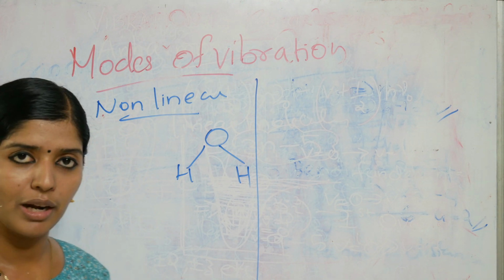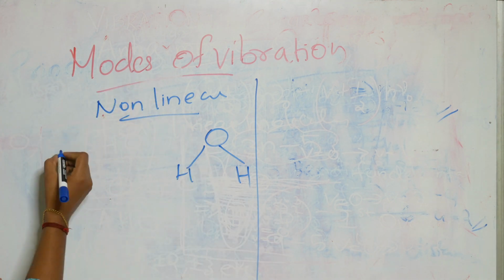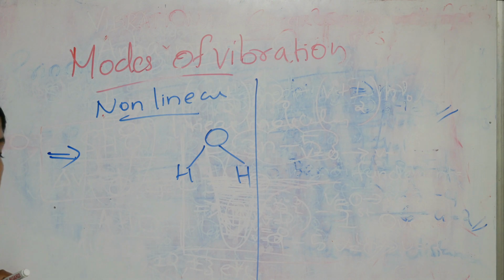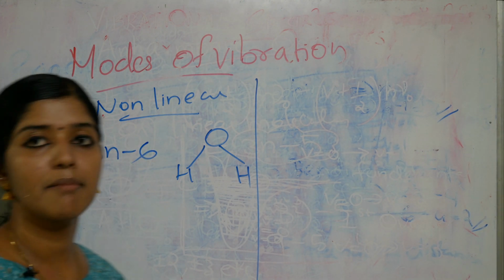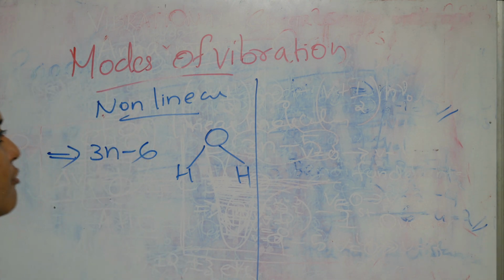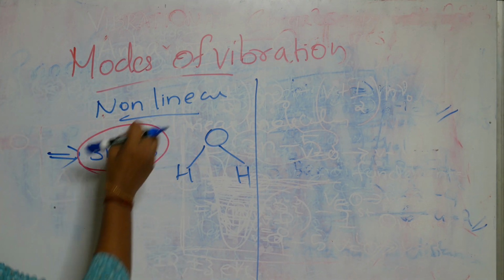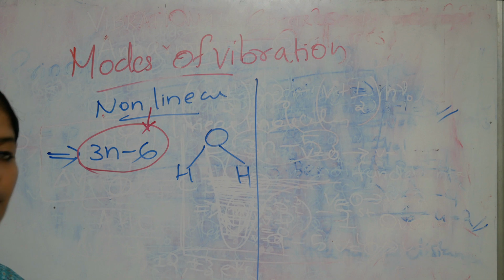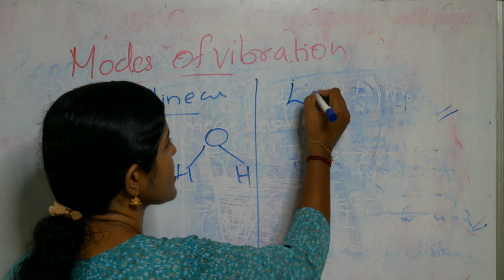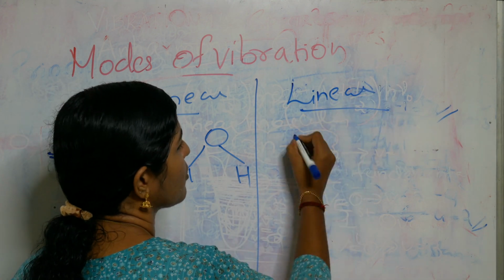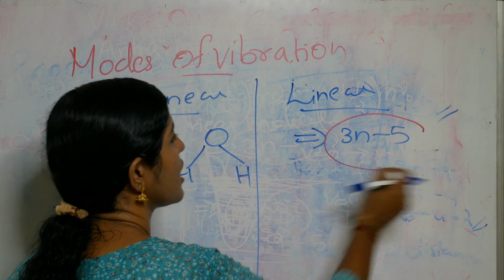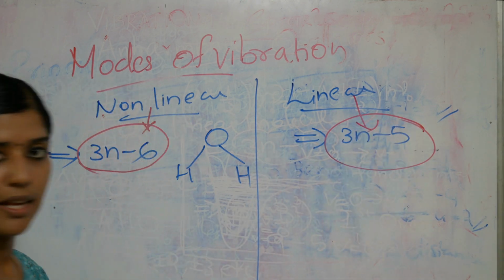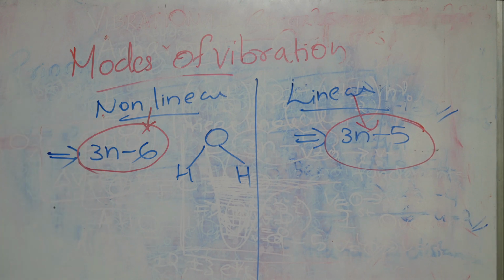In the case of a non-linear molecule, the number of modes of vibration will be equal to 3n minus 6. Okay, 3n minus 6 is the number of modes of vibration for a non-linear molecule. So for a linear molecule it was 3n minus 5. Don't get confused. For a linear molecule it was 3n minus 5, and for a non-linear molecule it was 3n minus 6.